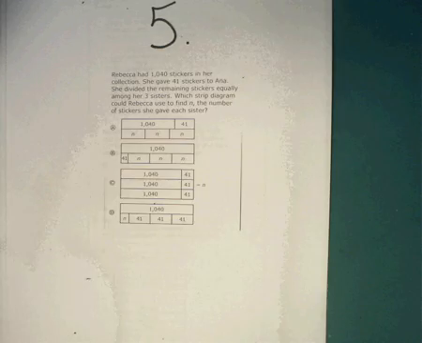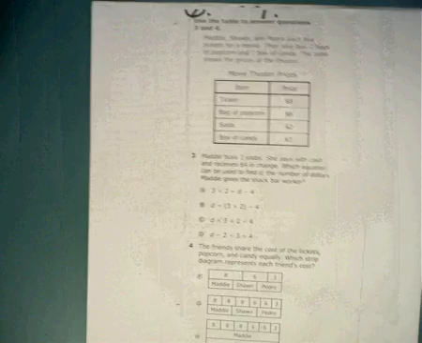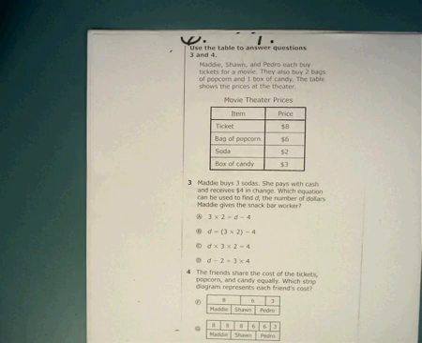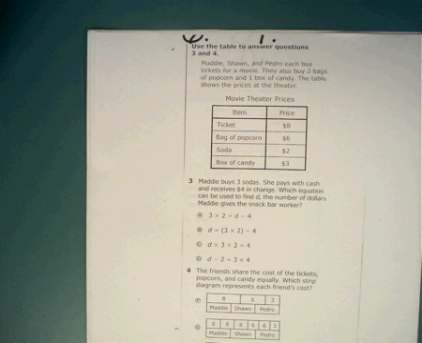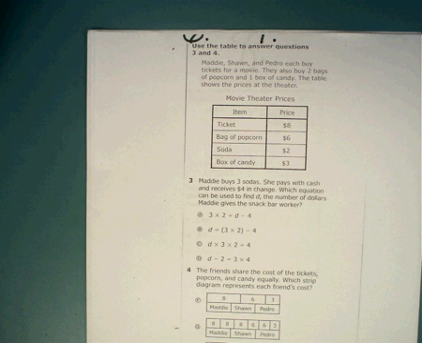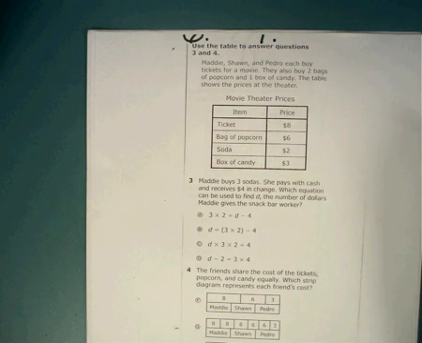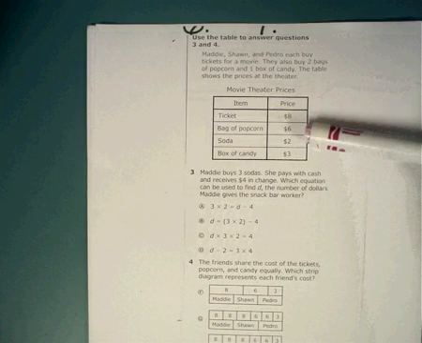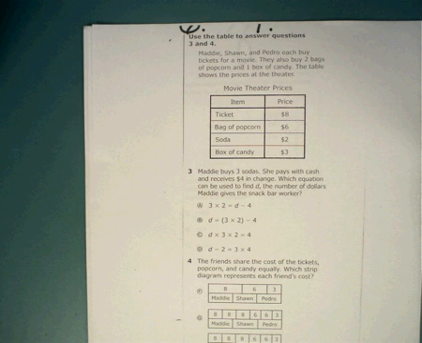Maddie, Sean, and Pedro each buy tickets for a movie. They also buy 2 bags of popcorn and 1 box of candy. The table shows the prices at the theater. So we've got tickets, $8, bag of popcorn, $6, sodas, $2, box of candies, $3. Maddie buys 3 sodas. She pays with cash, and she receives $4 in change. Which equation can be used to find D, the number of dollars Maddie gives the snack bar worker?